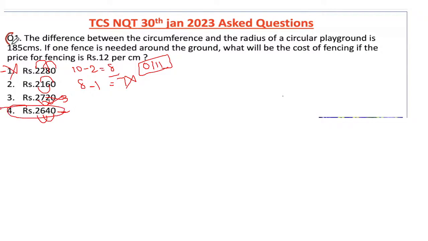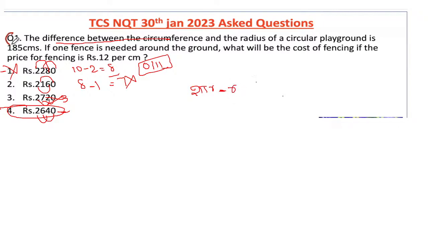Fourth one. Okay, students, within a fraction of seconds you can identify the answers for this type of questions. But if you do it in the traditional way, it will take more time. Let me give you the explanation. The difference between circumference and radius. What is the circumference formula? 2 pi r.